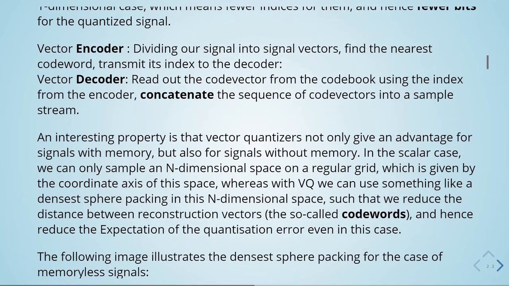A very interesting property is that vector quantizers not only give an advantage for signals with memory, but also for signals without memory. In the scalar case, we can sample an any-dimensional space on a regular grid, which is given by the coordinate axes of this space. Whereas with vector quantization, we can use something like a dense sphere packing in this any-dimensional space, such that we reduce the distance between reconstruction vectors, the so-called code words, and we reduce the expectation of the quantization error in this case.